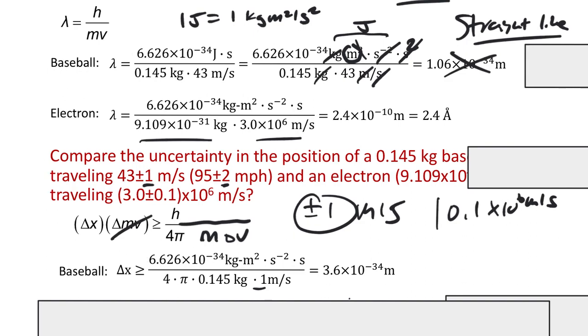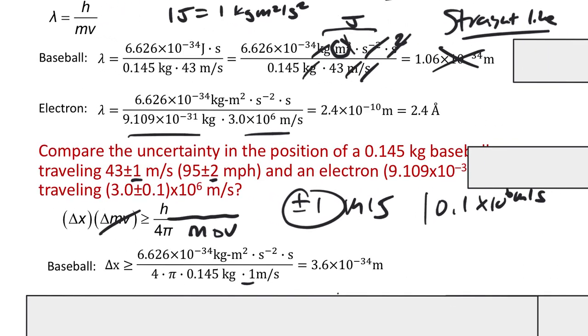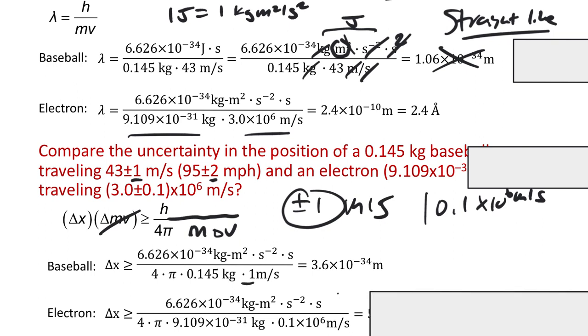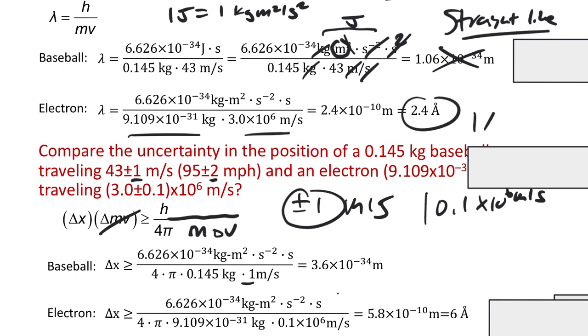So for the electron, we have our uncertainty in the position is Planck's constant divided by 4 pi times the mass of the electron, which is much lower, and the velocity much higher. And so that works out to be 5.8 times 10 to the minus 10 meters. And again, I glossed over the conversion perhaps up here, that 1 angstrom is 10 to the minus 10 meters. So 2.4 times 10 to the minus 10 is just 2.4 angstrom, and then 5.8 times 10 to the minus 10, rounding to 1 sig fig, is just 6 angstrom.